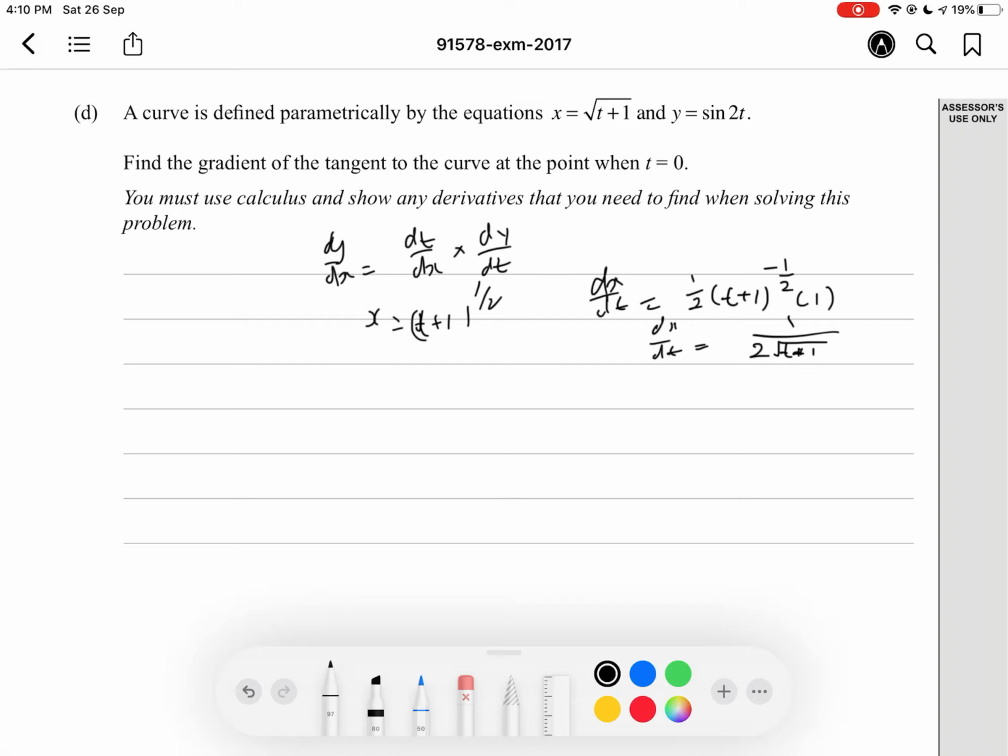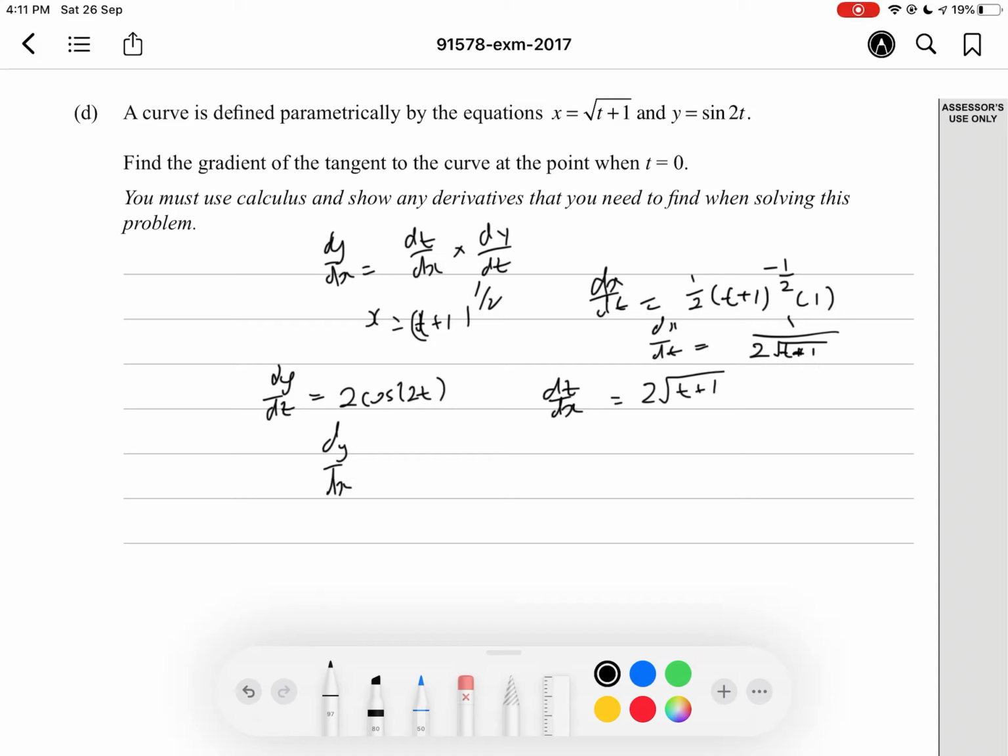In terms of differentiating sine of 2t, we say dy over dt equals 2 cos of 2t, because sine differentiates to cos, and we need to multiply by the derivative of the inner function. So the derivative of 2t is 2, so we multiply by 2. So in this case, dt over dx will just be the inverse, which is the inverse of 1 over 2 square root of t plus 1. So this gives us 2 times square root of t plus 1.